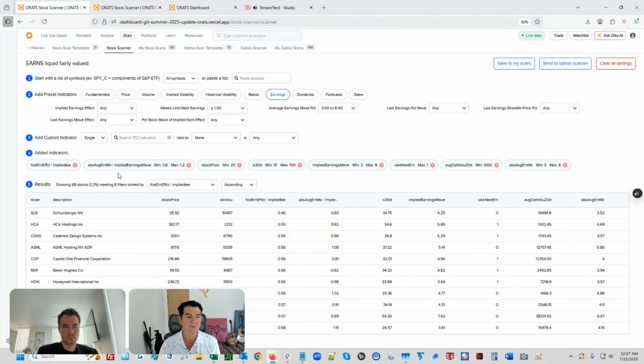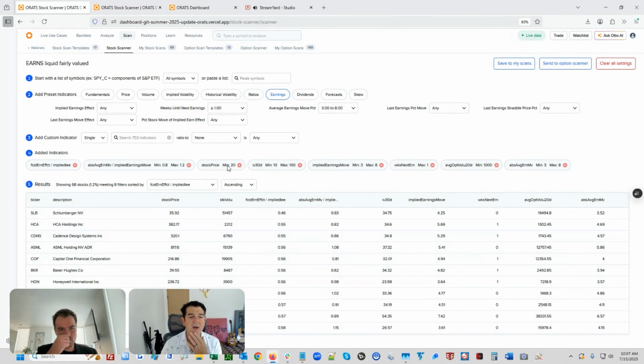So what we are actually looking at is the forecast earnings percent divided by implied. The way the stock scanner integrates with the option scanner is only the top 25 by the scan that you put in here and sort will come out. And that's because we do a very in-depth scan, and you'll see that in the option scanner when we go to that next.